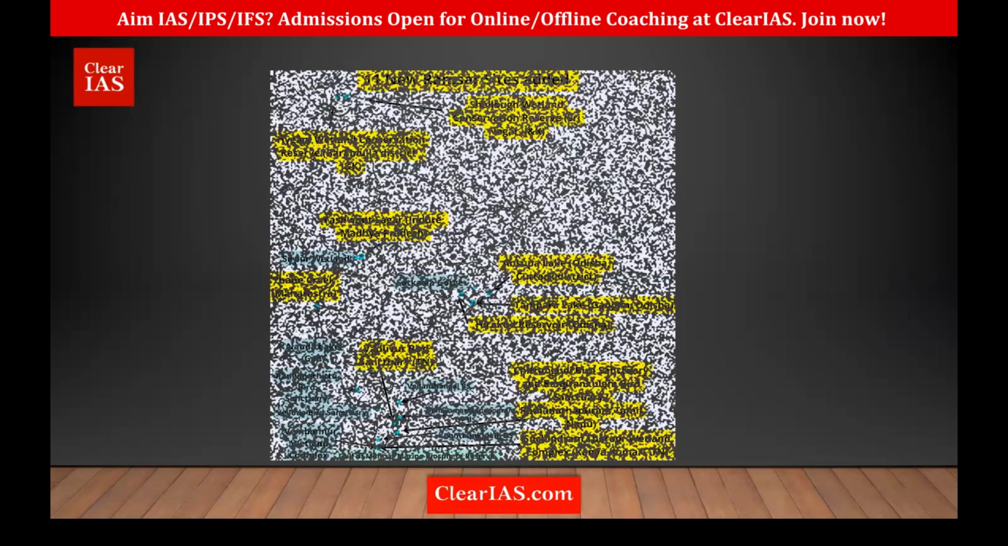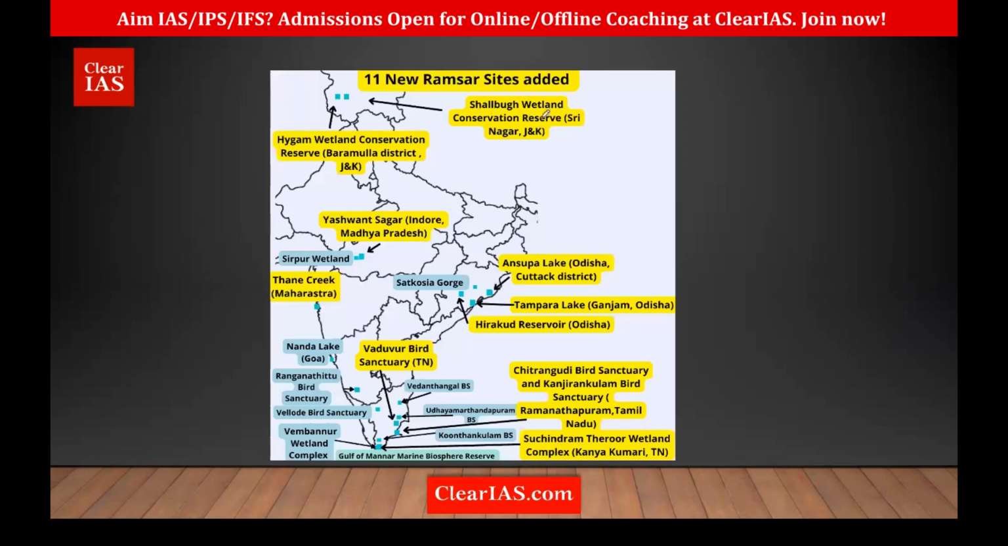So you can see the location here. We have Shalbuk Wetland Conservation Reserve at the top, and also Haigam here. So you can see the 2 here at the north, Jammu and Kashmir region. In Odisha, Ansupa Lake, Tampara Lake and Hirakud Reservoir. On top we have Ansupa, bottom Tampara, and to the west side we have Hirakud. Exactly at the center we have Yashwant Sagar in Indore, Madhya Pradesh, and to the west, Thane Creek in Maharashtra.